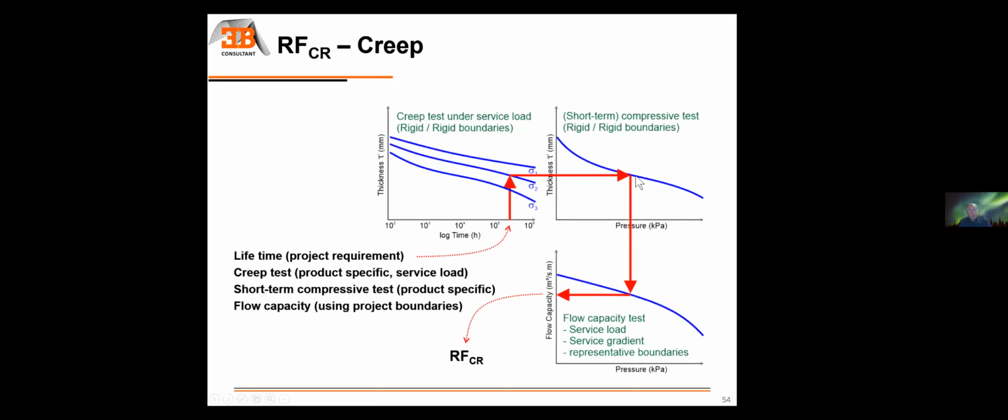Once we know this pressure, we perform a hydraulic test, a flow capacity test under service load, service gradient, and representative boundaries for the project. And that gives us a reduction factor for creep. So that gives us a flow capacity. And from this flow capacity, we can determine the reduction factor or use that directly as a reduced flow and add to it the other reduction factors.